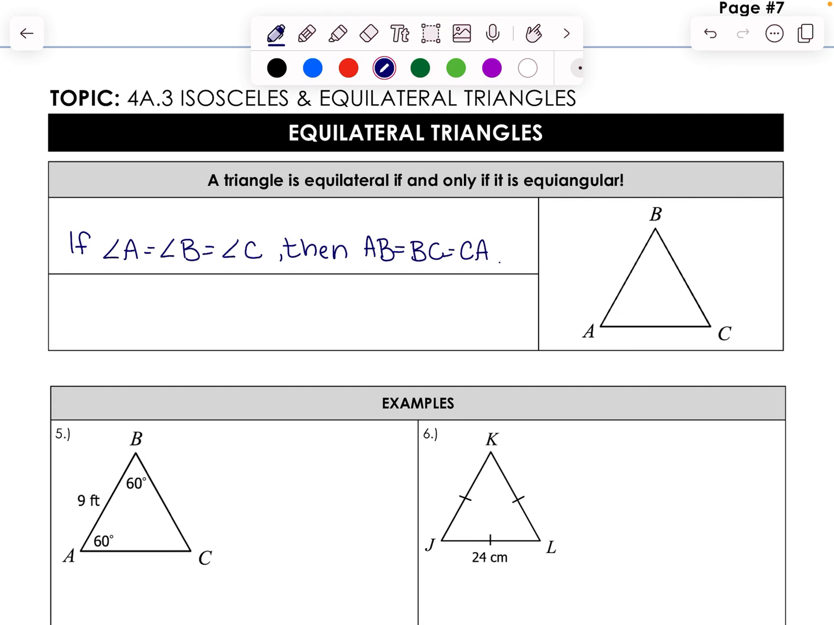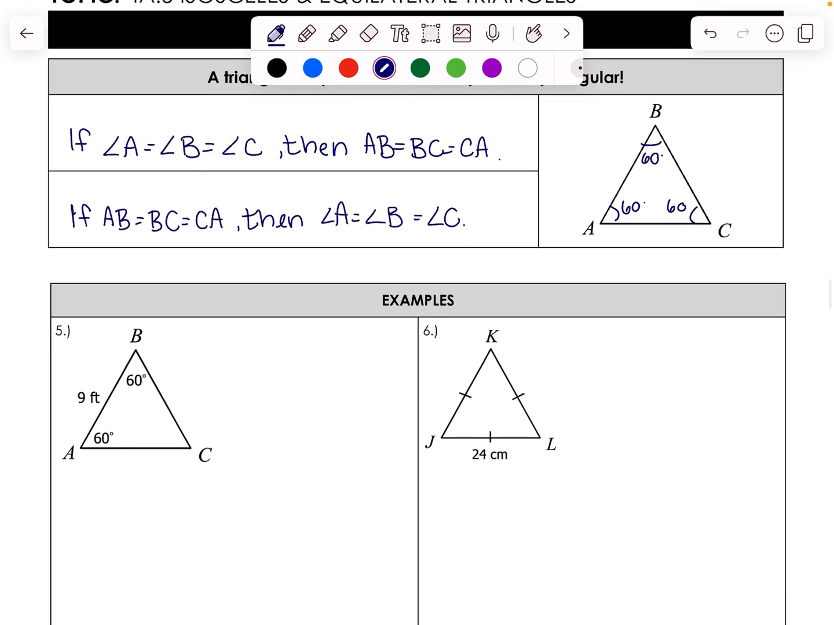Okay, and then we can also say it the other way. So we can say if the sides are equal, then the angles are equal. Okay, and one thing that we know about equilateral triangles / equiangular triangles is since all 3 of these angles are the same, they all have to be 60 degrees for it to equal 180. So no matter what, anytime you have an equilateral, equiangular triangle, they have to have 60-degree angles.